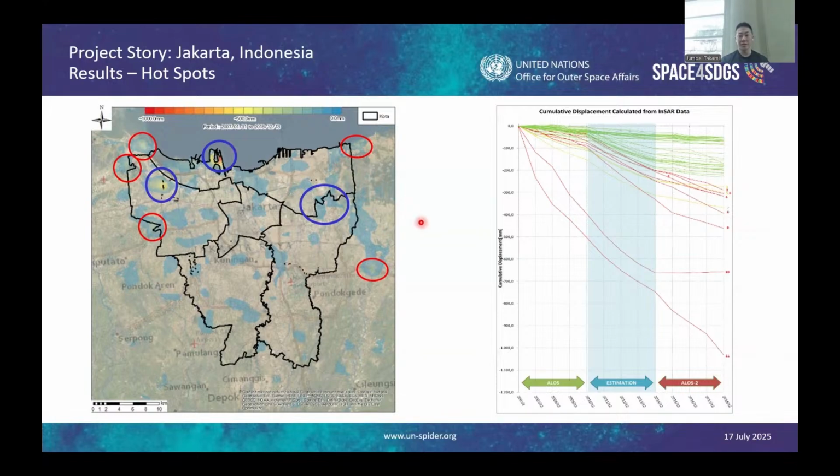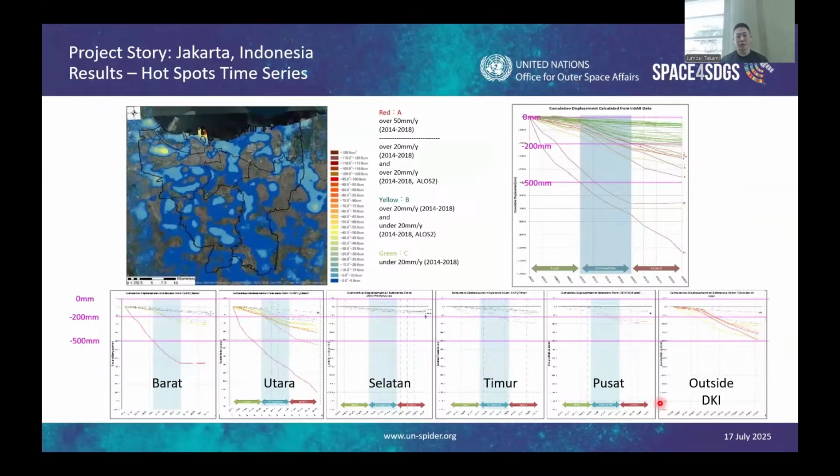We also created a cumulative displacement time series and cross section, and you can see the ALOS-1 estimation and the ALOS-2. These are the estimation period, calculating the velocity, the speed of the land subsidence, and connected to the ALOS-1 and the ALOS-2 actual calculated analysis of the volume of displacement. Then we connected them, and finally we got the total volume of displacement. We also provided hotspots time series and the cumulative volume of land subsidence.